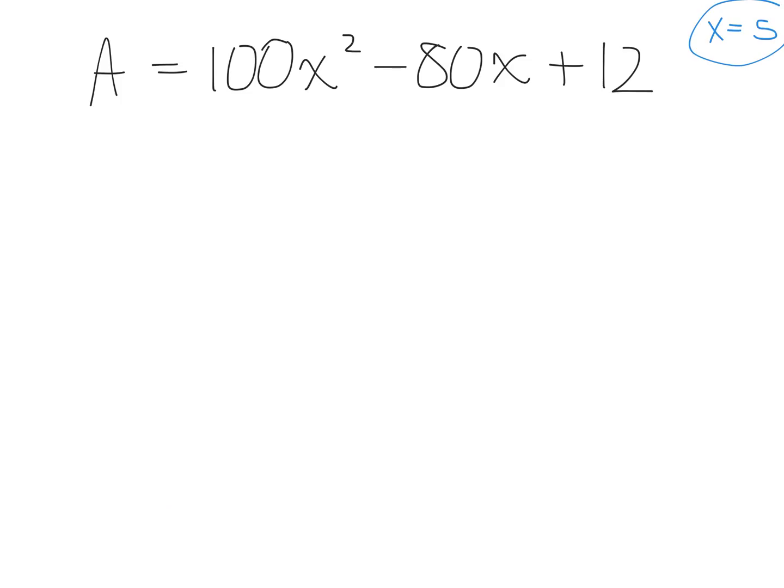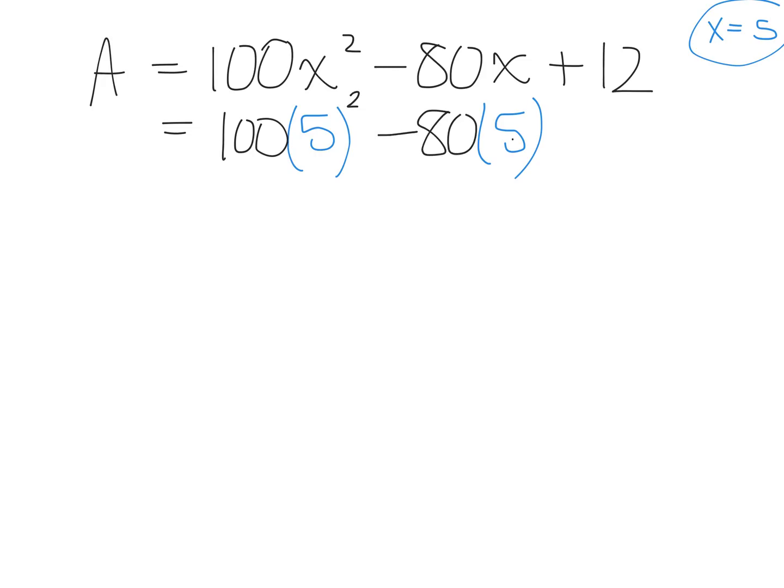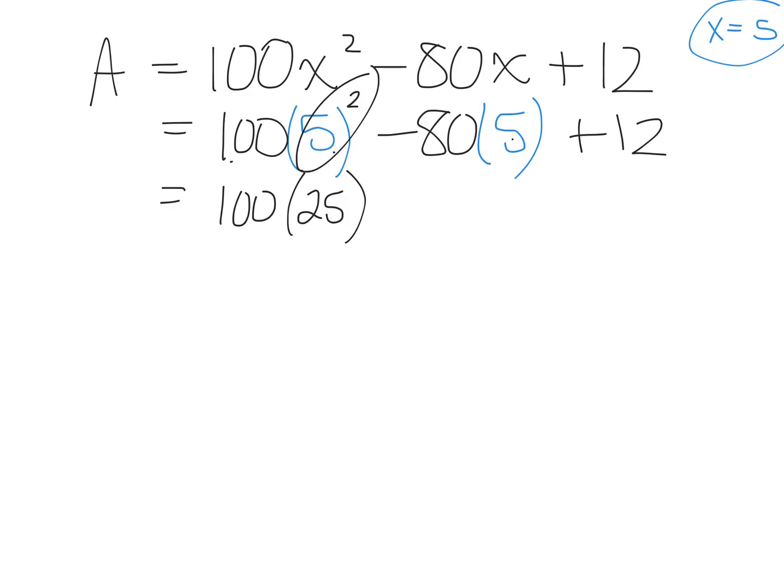If x is equal to 5, I want to know the actual area, so we need to replace x with 5 and calculate. So it's 100 times 5 squared. Don't forget to do that first. Take away 80 times 5 plus 12. So it's 100 times 5 squared. What's 5 squared? So it's 100 times 25. It's not 100 times 5 and then square it. It's 5 squared first, exponents first.